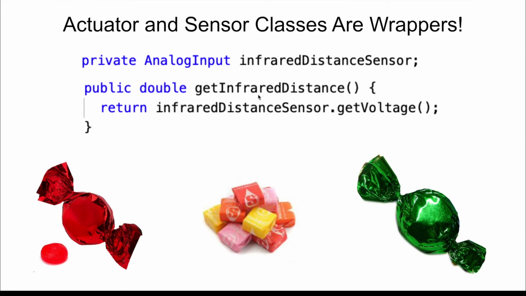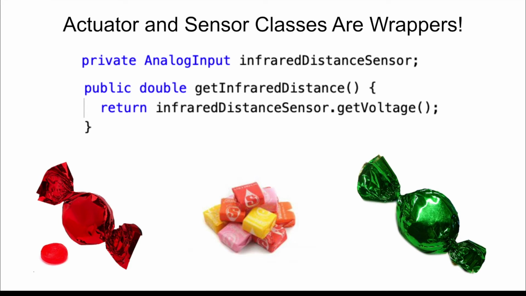But what's significant here is that get infrared distance is a descriptive name that makes sense within the context of the code base, because it describes what's happening, whereas get voltage is not very descriptive. So this wrapper class allows for the code base to make a little bit more sense because it has a descriptive method name as opposed to just this general get voltage, which is a property of an analog input.